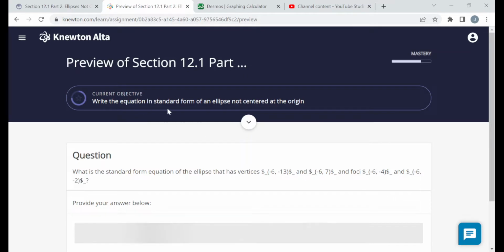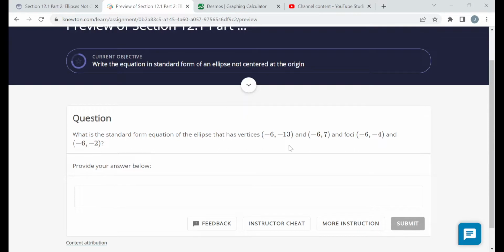Alright, looks like one more of these from that same objective. So again, this time the vertices have the same x-coordinate. So you have to move up and down to get from one point to the other, these two vertices. So the larger denominator will be under the y term. The major axis will be vertical. The center will be at -6, -3.